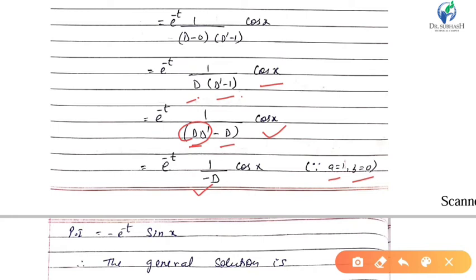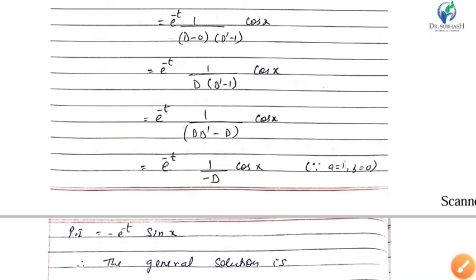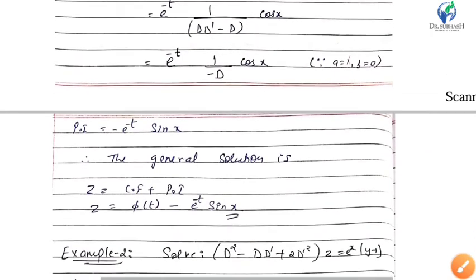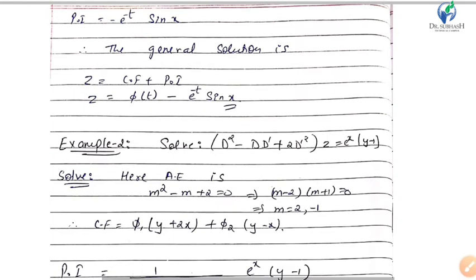Now 1 upon D means integration of a function with respect to x. So integration of cos x will be sin x. This minus is already here, and this e raised to minus t term will be as it is. So the general solution will be CF plus PI. This is my required general solution.